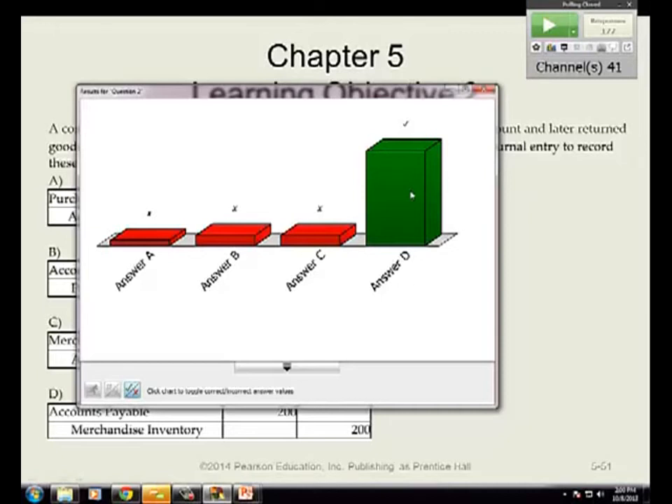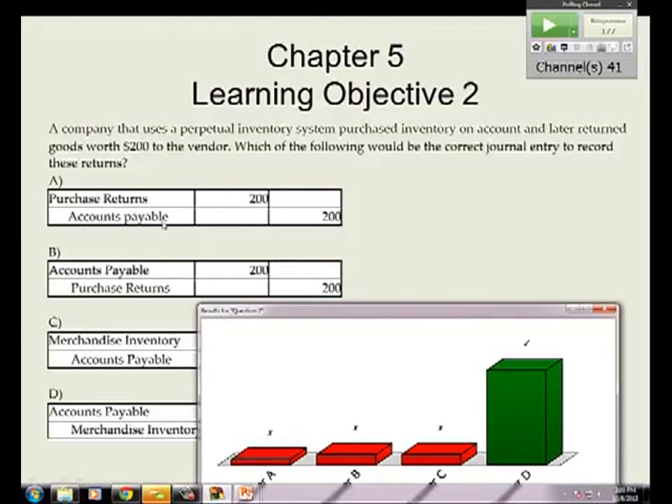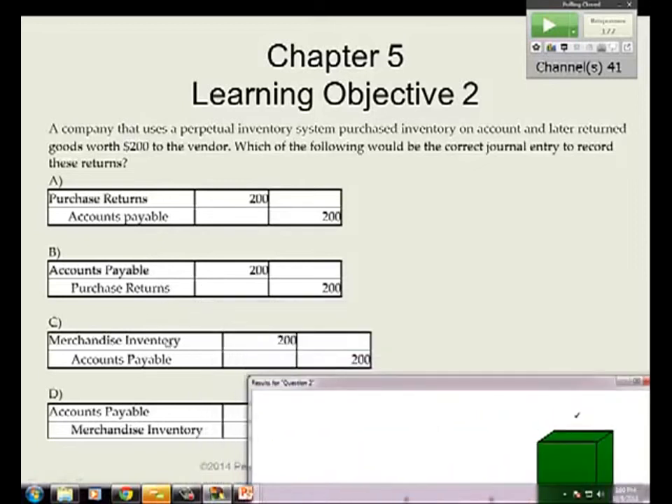All right, of course, A is wrong because what are you doing in A? In A, let me show you why. A is wrong because by crediting accounts payable, you increase it, and if you're returning something, I don't think you want to pay more money. Same thing here, purchase returns, it's not a separate account. And in this case, this is basically increasing inventory and increasing accounts payable. So those are wrong for those reasons. Okay? All right.